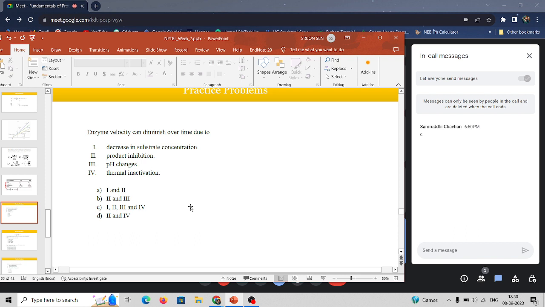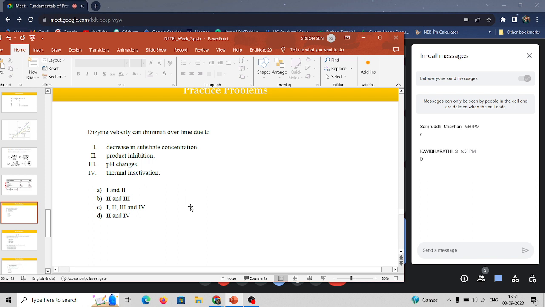So what are the factors that actually affect this enzyme velocity? I have got an answer C, I have got D. So let us see. A decrease in substrate concentration: we have seen that when we are decreasing the substrate concentration, actually your enzyme is dependent on what factors. If we go back to that slide, we can get the answer. The substrate concentration is a very important factor for that. So one is correct.